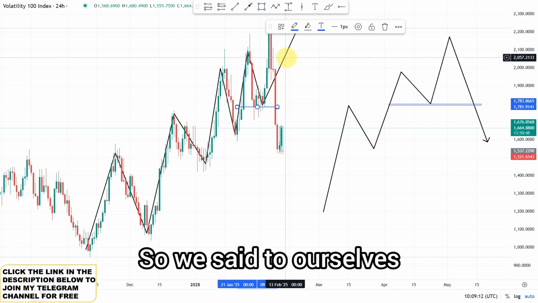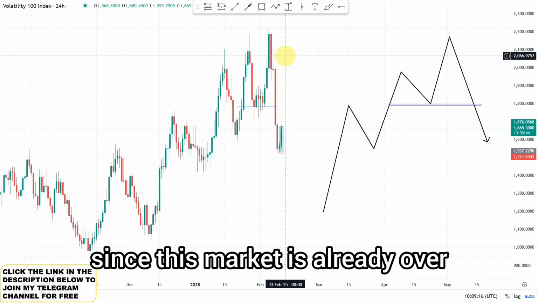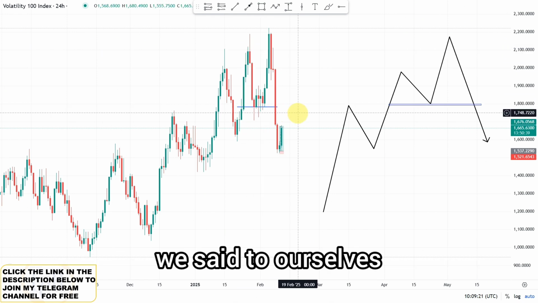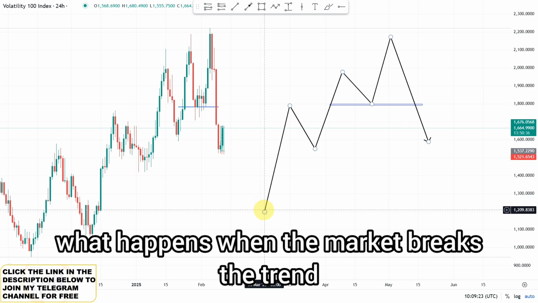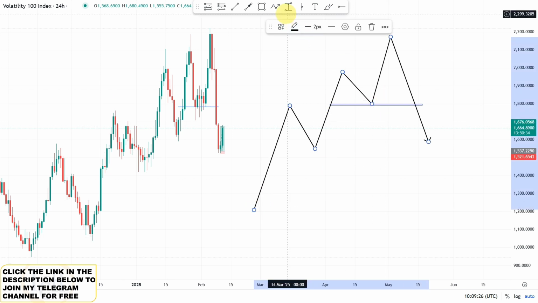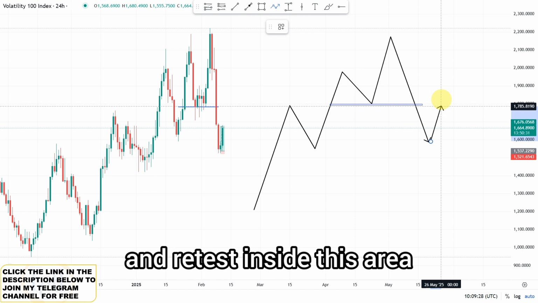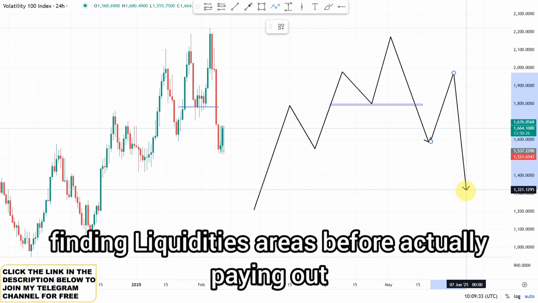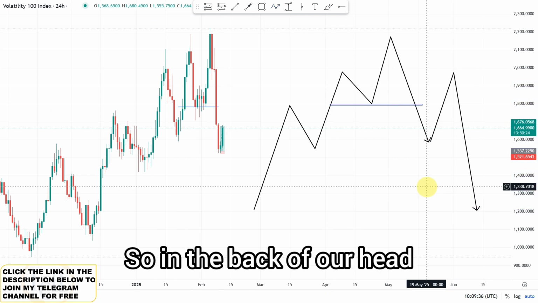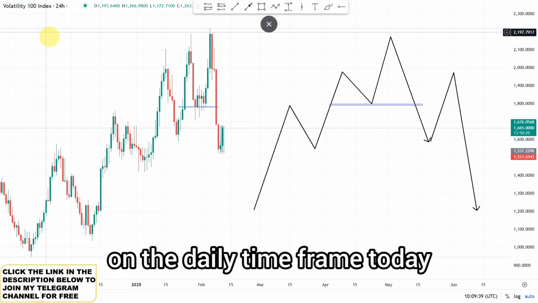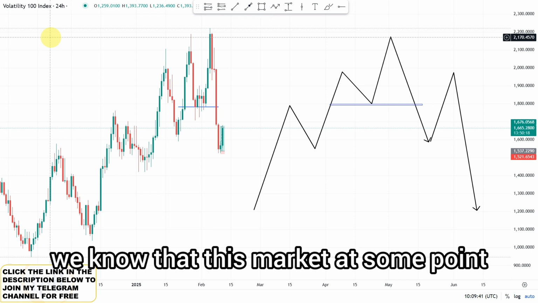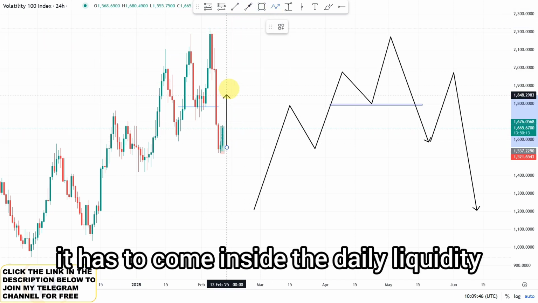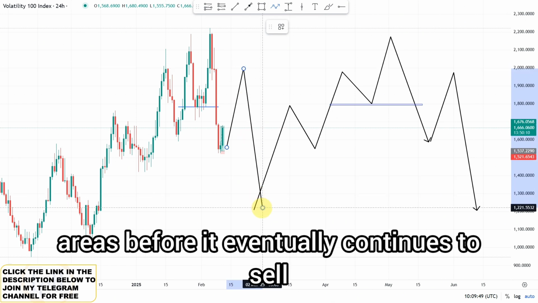So we said for ourselves, since this market is already over or is already broken by the break of this structure right here, what happens when the market breaks the trend? We know the market must come and retest inside this area, finding liquidity areas before actually playing out. So in the back of our head, on the daily time frame today, we say to ourselves, we know that this market at some point has to come inside the daily liquidity areas before it eventually continues to sell.